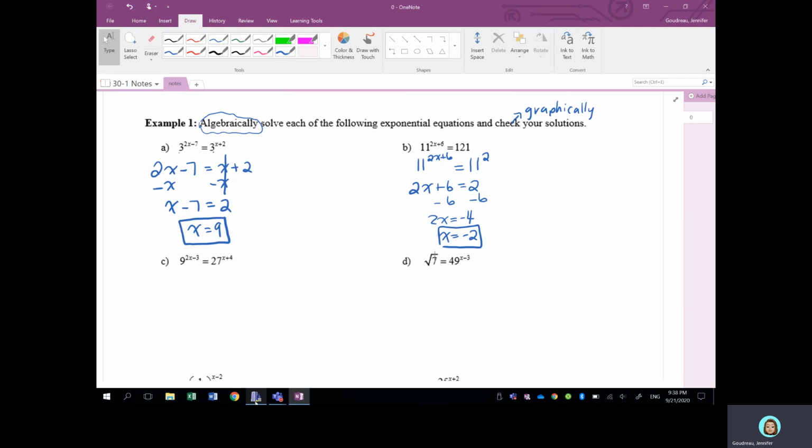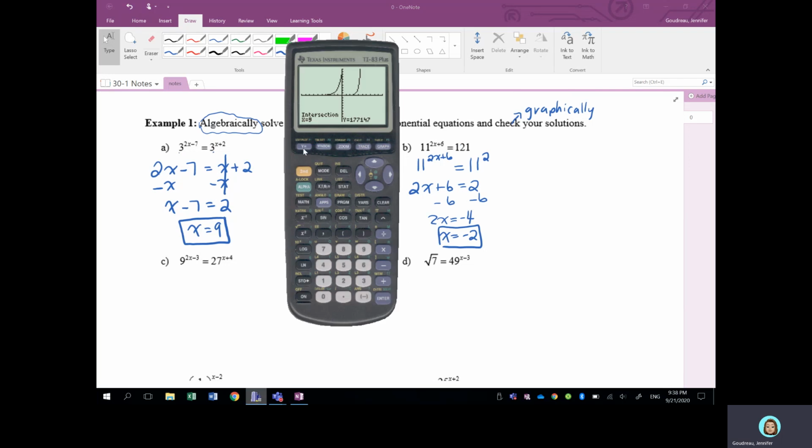Let's go to the calculator and check our solution. So into y equals, let's clear out what we had from there before. Let's put the left-hand side into y1: 11 to the power of 2x plus 6. And then into y2, 121. So when we're checking, I'm going back to that original equation that was given to me. I don't go to where I changed anything.